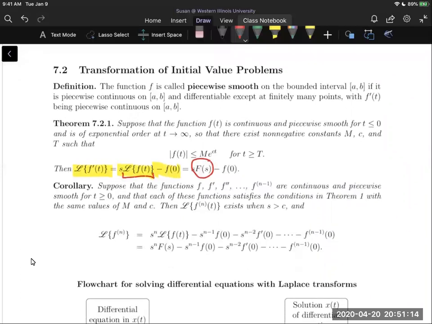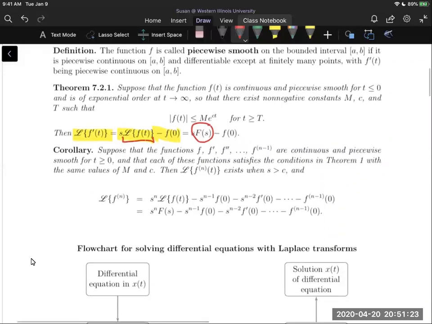So the takeaway here is that this theorem is giving us a way to express the Laplace transform of a derivative of a function. This is useful, but we might want to take derivatives of higher order, or Laplace transforms of higher order derivatives. And so the corollary does exactly that.